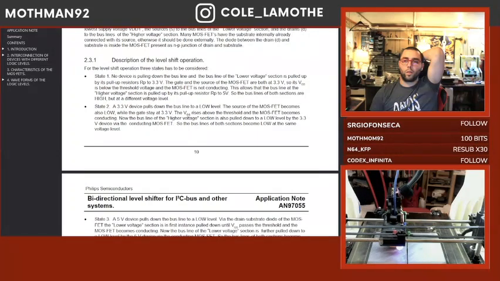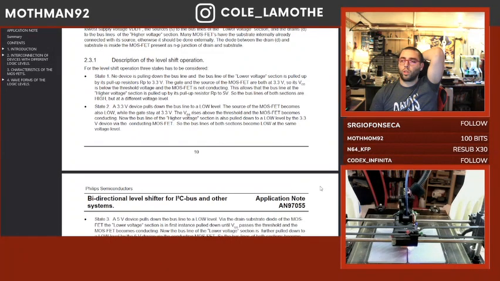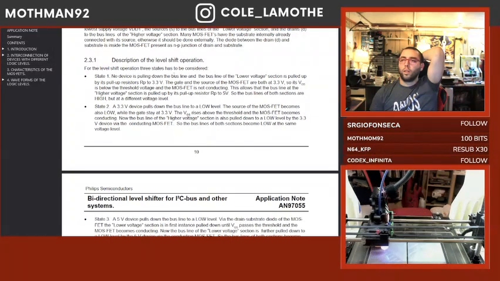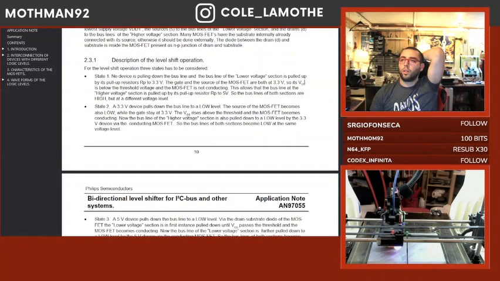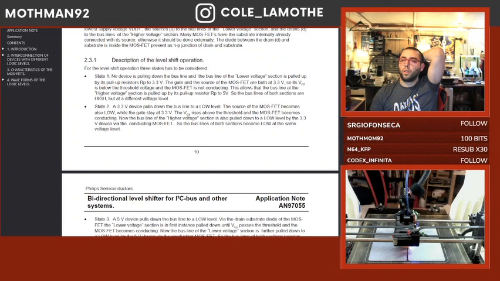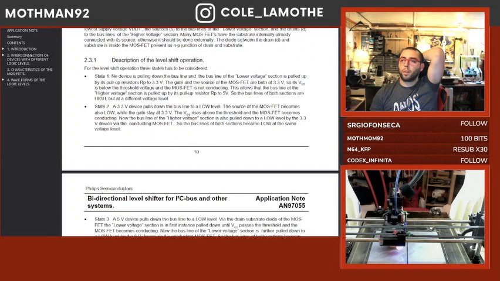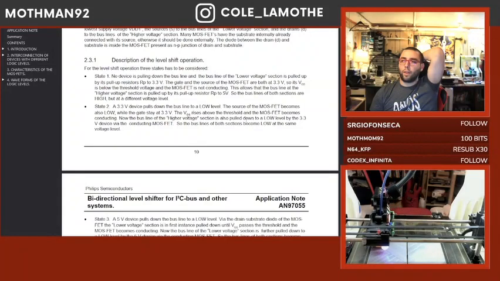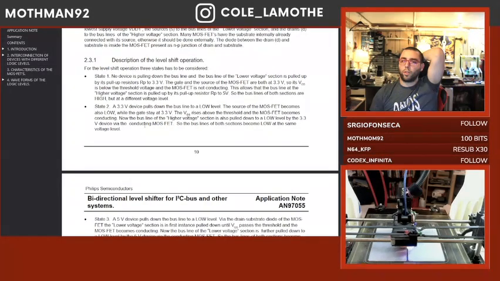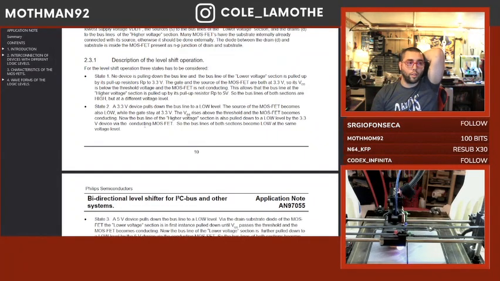Okay. This pulls the bus line down to a low level. The MOSFET source becomes low, the gate sees 3.3. The MOSFET starts conducting. Now the bus line of the higher voltage is also pulled down by the same 3.3 volt device by conducting the MOSFET. So the bus lines of both sections are low at the same voltage level.